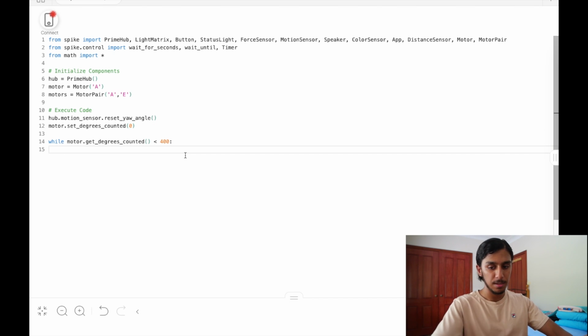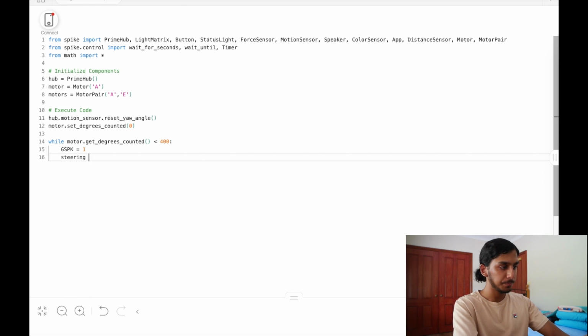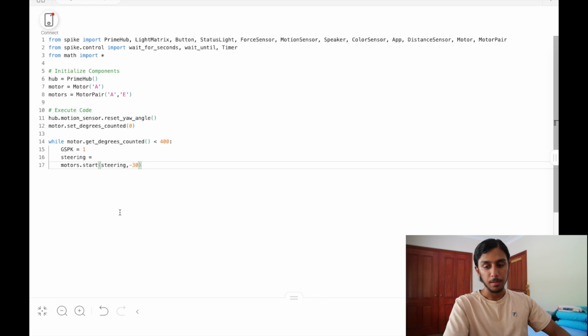So first things first, let's set up something called the GSPK. Again, I'll explain this later. Let's set up steering equals. I'm not going to put steering in yet. And then we're going to put motors.start_steering, which is just this thing if you've written it correctly. Make sure it's exactly the same, steering. And then -30. Alright, perfect. Okay, so what have we done? Basically, we've set up the initial loop in here. As you can see, we haven't put anything for steering in yet, so let me continue.